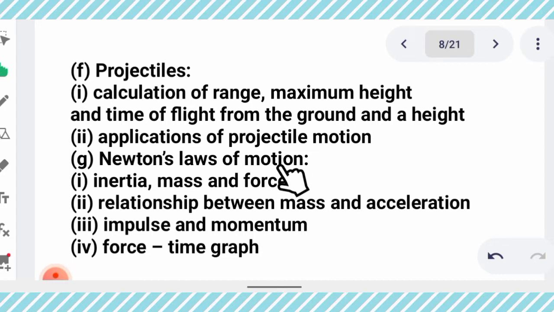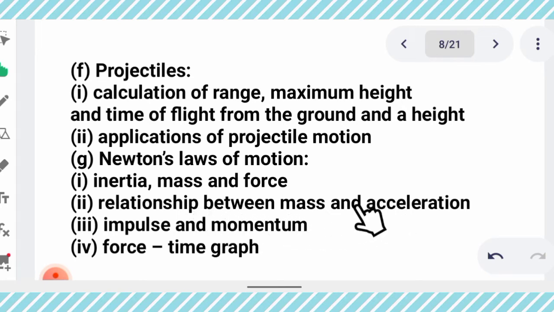Newton's first law says that every object will stay in a state of rest or uniform motion unless it is acted upon by external forces. This first law of motion is also known as the law of inertia. Then we talk of mass and force, where force is the product of mass and acceleration. Here is a relationship between mass and acceleration.